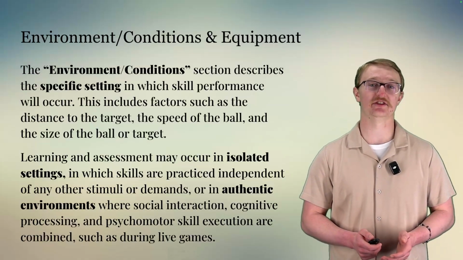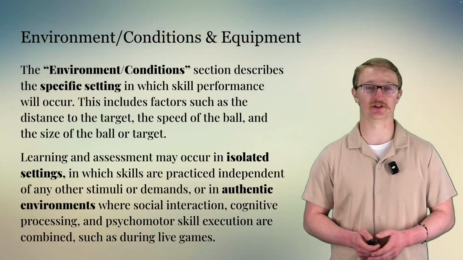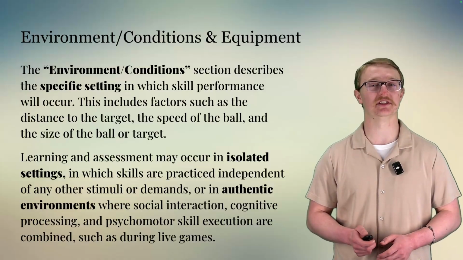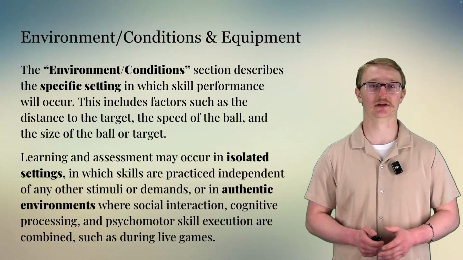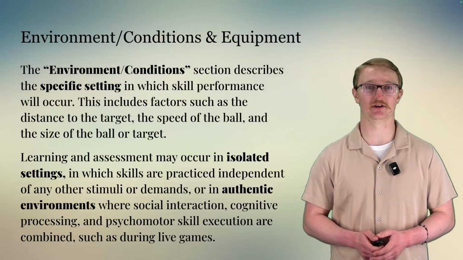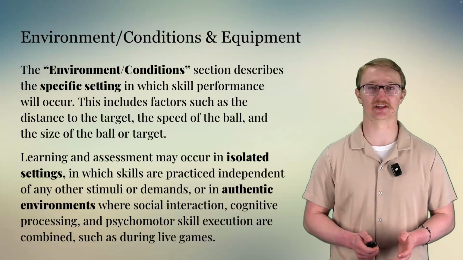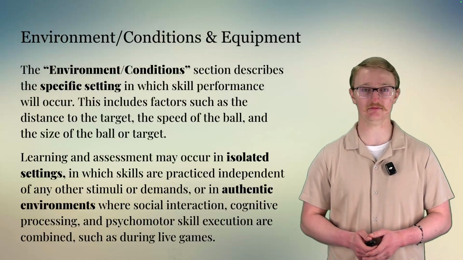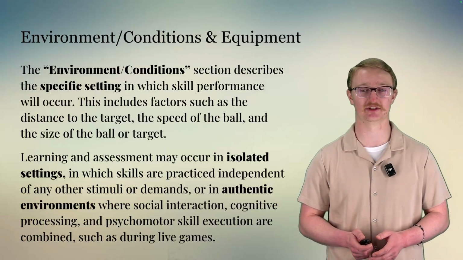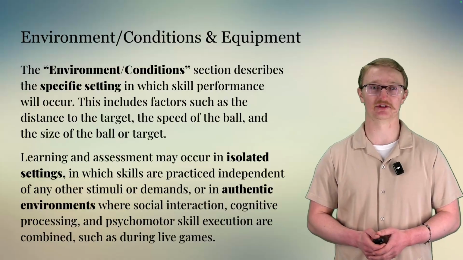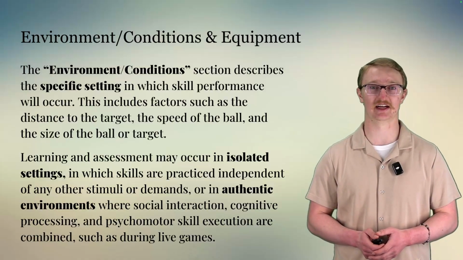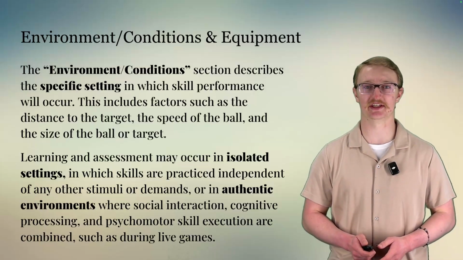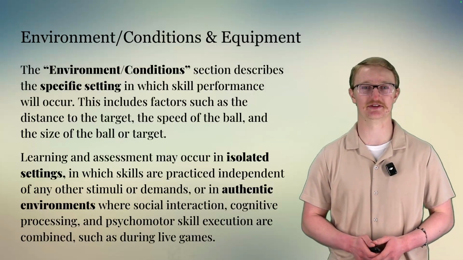The environment and conditions section describes the specific setting in which skill performance will occur. This includes factors such as the distance to the target, the speed of the ball, and the size of the ball or target. Additionally, learning and assessment may occur in isolated settings, in which skills are practiced independent of other stimuli or demands, such as partner skills practice, or in authentic environments where social interaction, cognitive processing, and psychomotor skill execution are combined, such as during live games. Authentic environments promote transfer of skills, but isolated settings are more practical for quickly assessing many students.